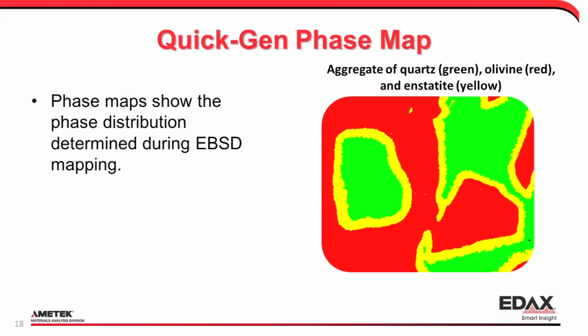And then if you have a multi-phase sample, we can also see the phase distribution. We can identify different phases, see how they're spatially located. This is an interesting one where you get a phase that rings around other phases in a geological sample.